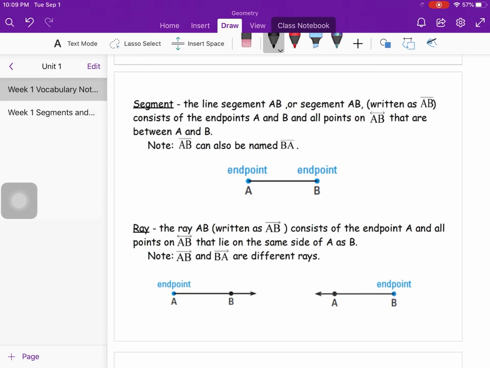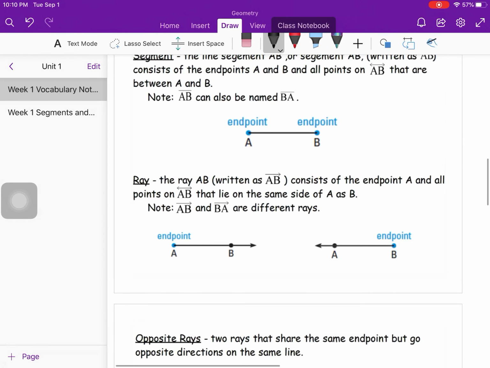So AB can also be called BA. The reason that a segment is different than a line is because a segment has endpoints, which means it has an ending, whereas a line goes on forever and ever. So we could actually measure the distance from A to B. You can't measure the distance of a line because it goes on forever. Now, just like with a line though, you can change the order of the letters and then you can name it, but with just a single bar over top. No arrows.